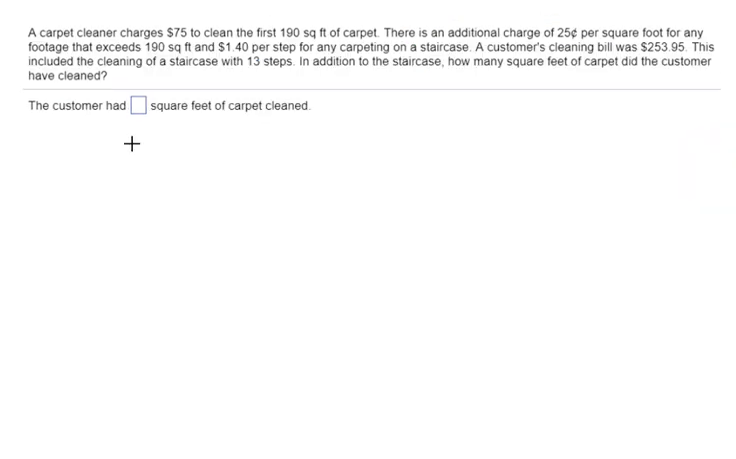All right. A carpet cleaner charges $75 to clean the first 190 square feet of carpet. There is an additional charge of 25 cents per square foot for any footage that exceeds 190 square feet and $1.40 per step for any carpeting on a staircase. A customer's cleaning bill was $253.95. This included the cleaning of a staircase with 13 steps. In addition to the staircase, how many square feet of carpet did the customer have cleaned?